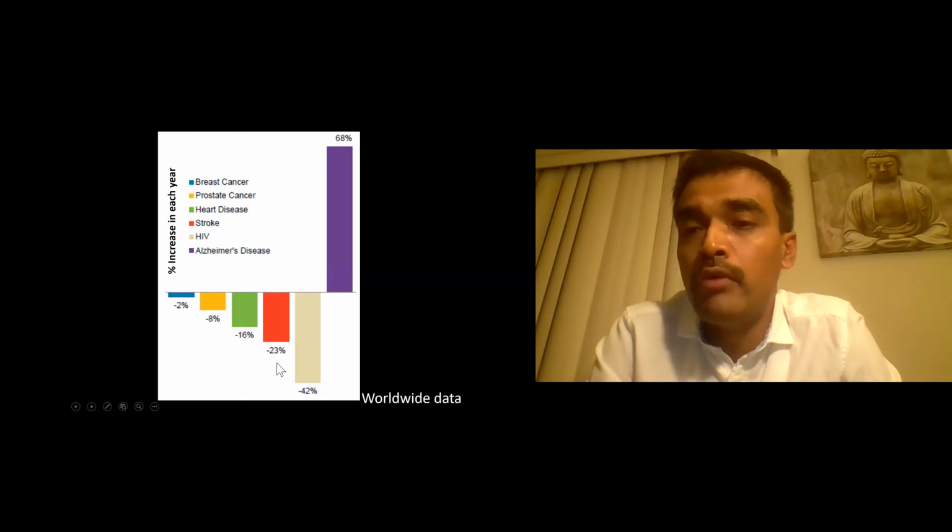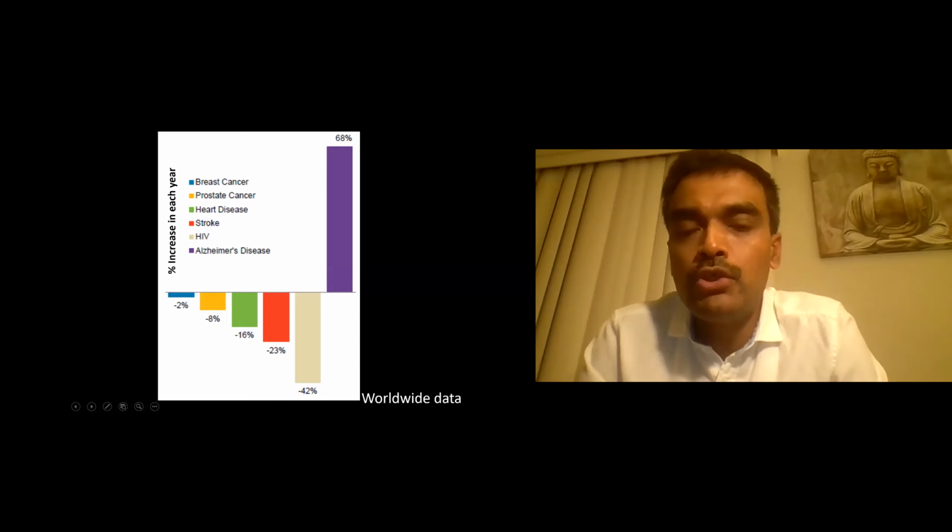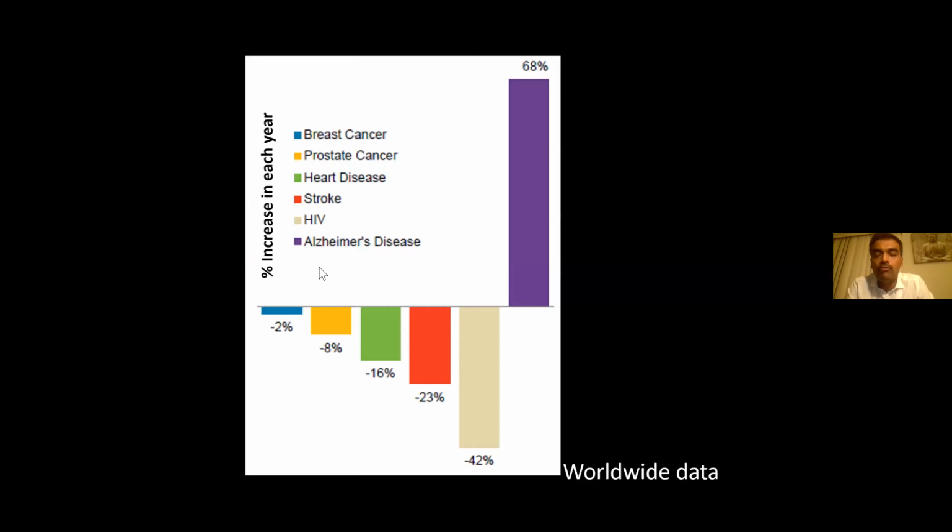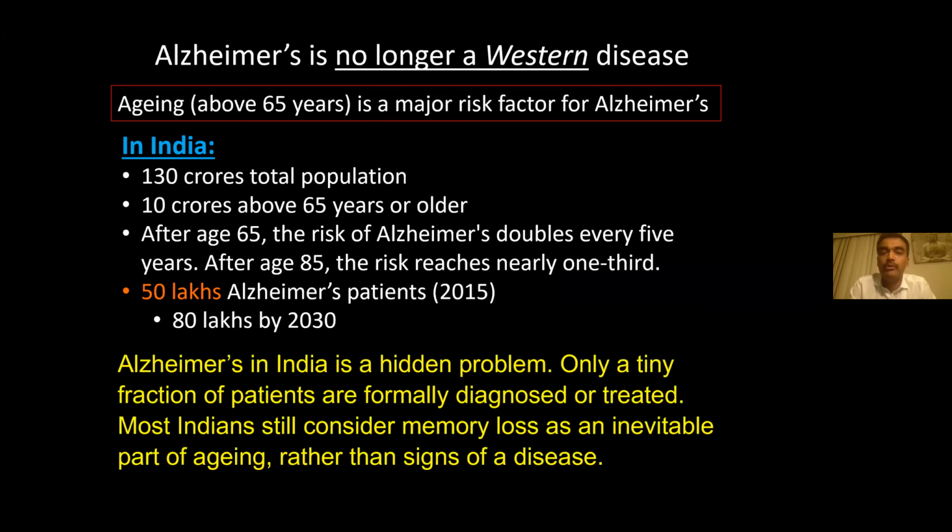So you must be thinking, what am I doing about this Western disease? Because in India, probably it's not that frequent. That is what we initially thought, but which is wrong. Actually, Alzheimer's is no longer a Western disease anymore. Why I'm saying this, because as you know, India is highly populated, 130 crore total population. And out of 130 crores, we have nearly 10 crores of people who are 65 or older.